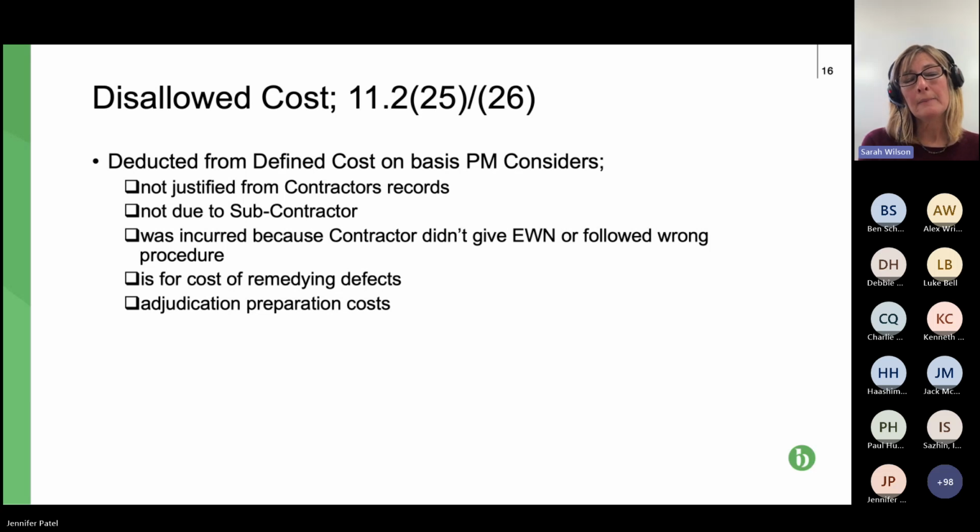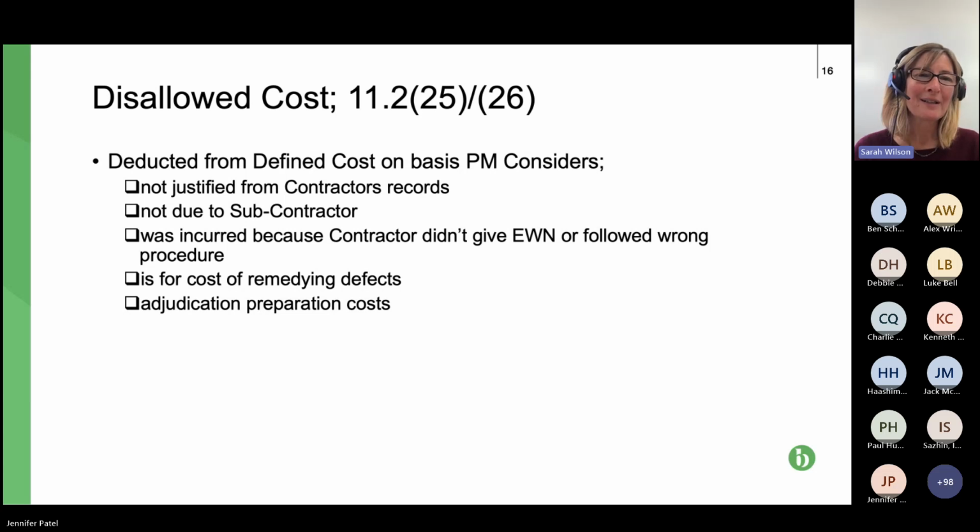And then finally, the cost of preparing for an adjudication. If the contractor includes that in its application, then that's a disallowed cost and can be deducted. The basis of that is that each party has to pay its own costs in an adjudication, so that works for both parties. So those are some of the main items of disallowed costs. They are not all of them. And as I said, the clause numbers are there if you want to go and read the clause at some point.